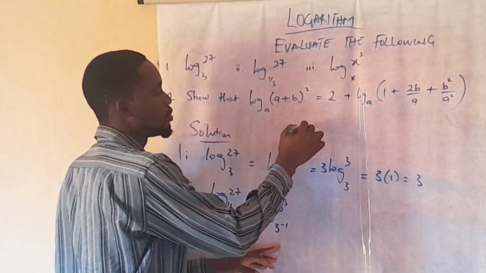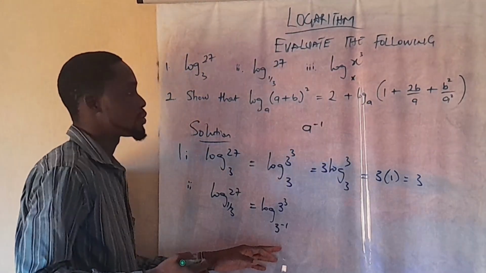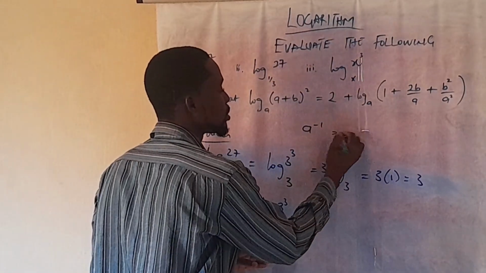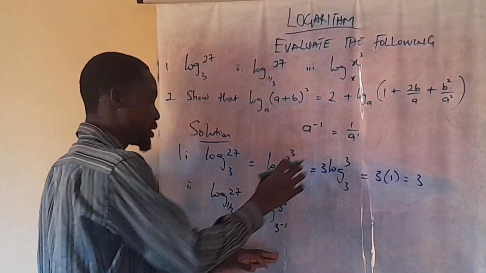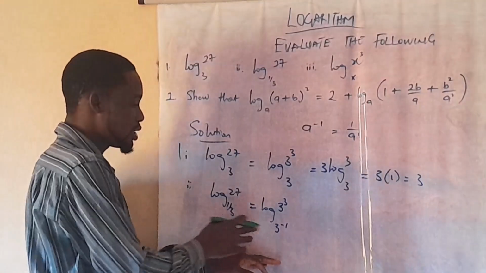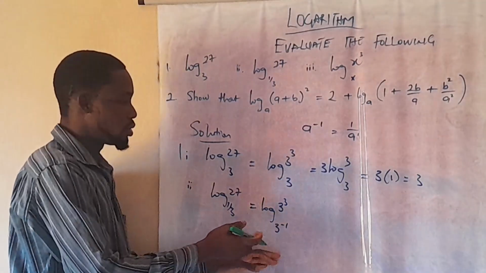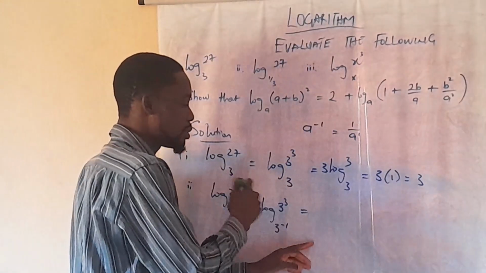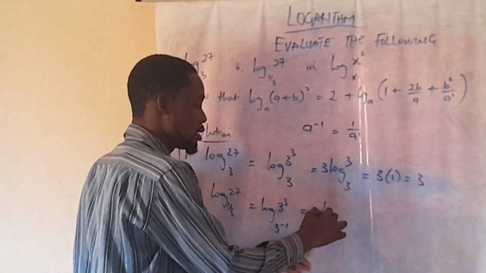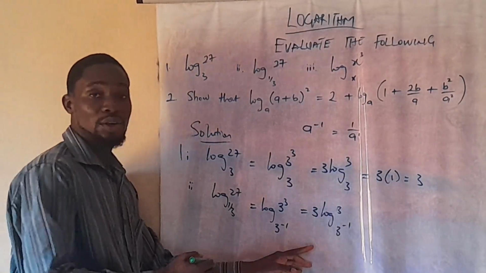Why? Because one of our laws of indices says a raised power minus 1 is the same thing as 1 over a raised power 1, which is exactly what we have here. This is like me saying 3 raised power minus 1 is 1 over 3 raised power 1. At this point, for the power's power, it comes back directly by saying 3 log 3 base 3 raised power minus 1.